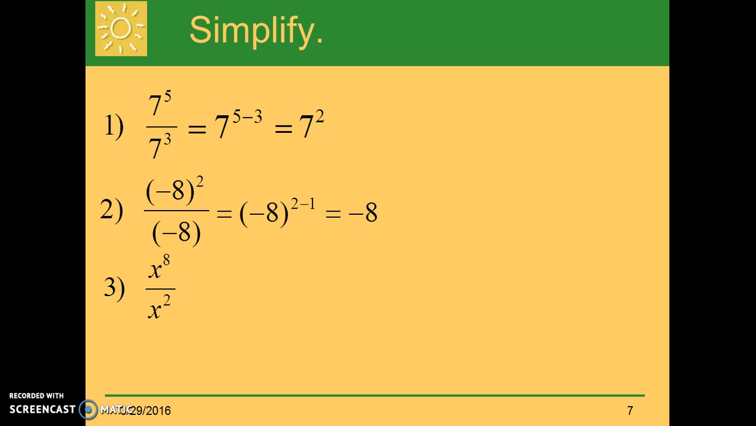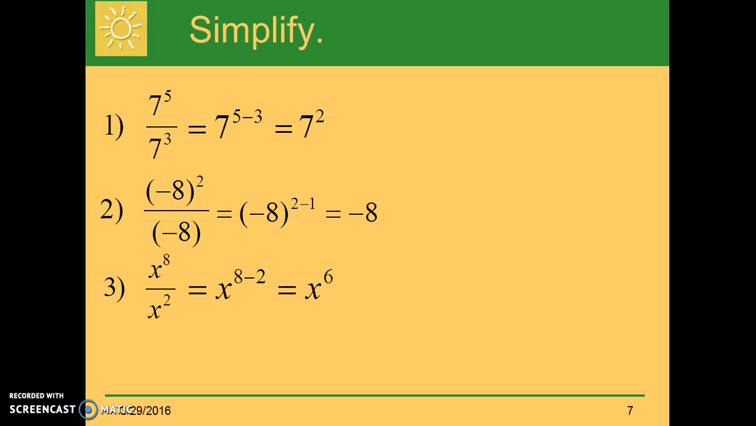Well, we would want to subtract those exponents. Again, since the base is the same, the base is x, so I keep x as the base. I subtract the 8 minus 2, and I end up with 6 as my exponent. So x to the 6th power.